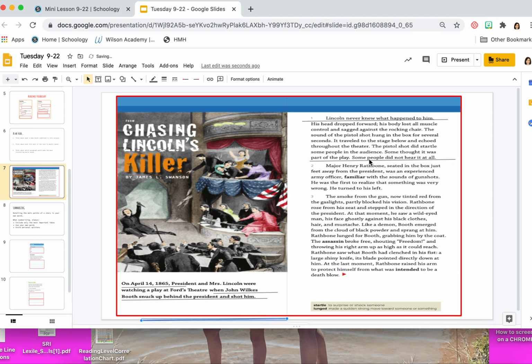Now we have another player involved. Our other person involved was Major Henry Rathbone, who was seated not far from him. It's important to note that Rathbone was an Army officer, and he was very familiar. He was able to assess the situation quickly, and he was the first one to realize that something was wrong. So we're going to put that line there.